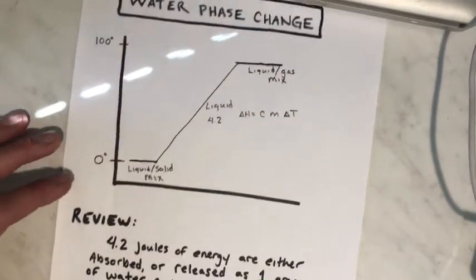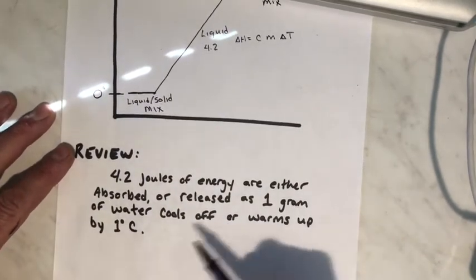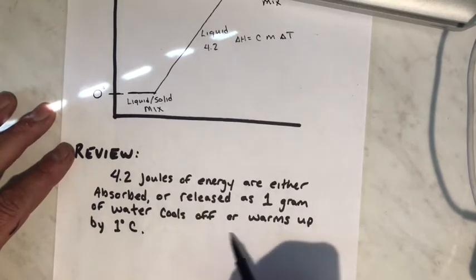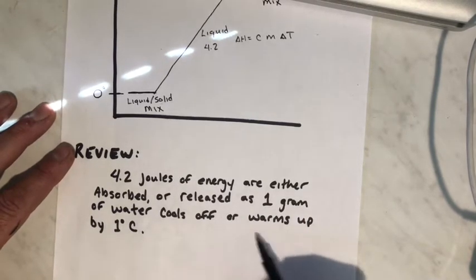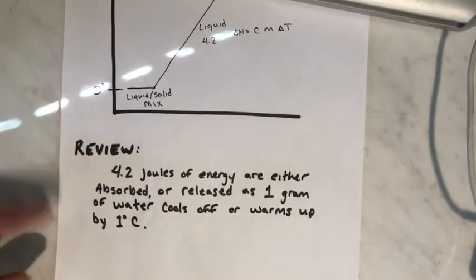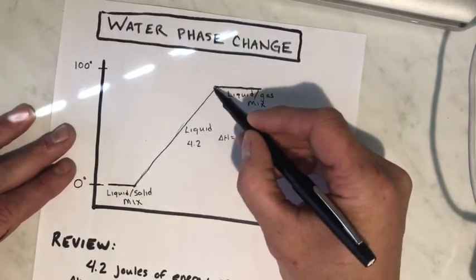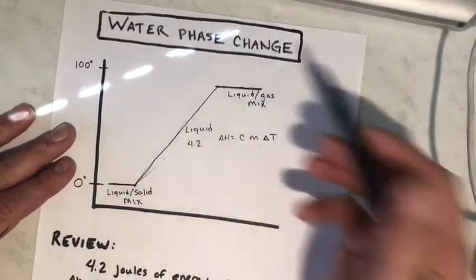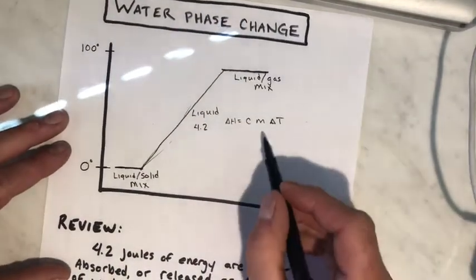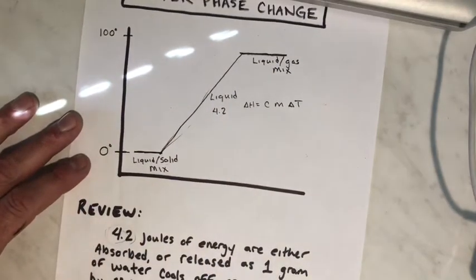So just as a review, 4.2 joules of energy are either absorbed or released as 1 gram of water cools off or warms up by 1 degree Celsius. So we're talking about just 1 gram of water in this long stretch of graph right here. Of course, we work with lots of different amounts of water, but the equation is good for just the one gram. This number is specific to 1 gram of water.